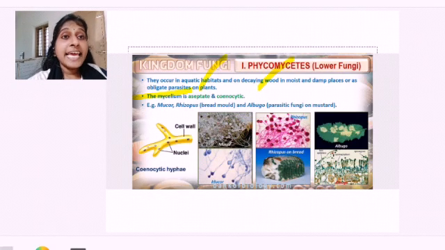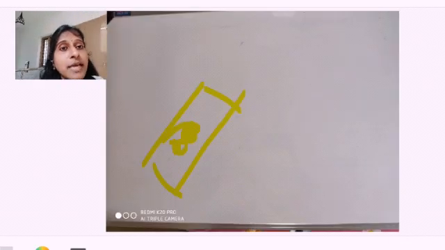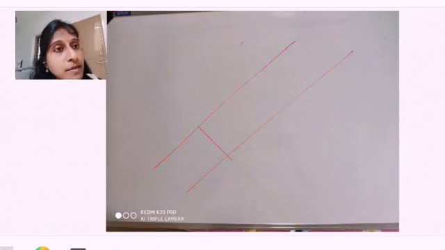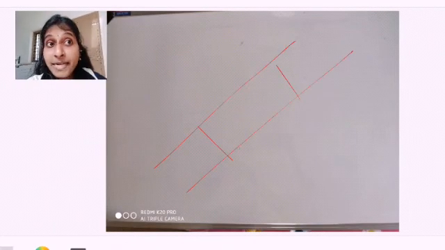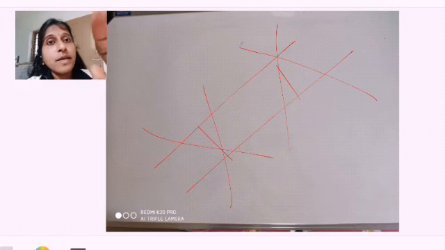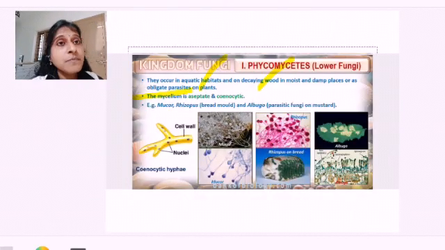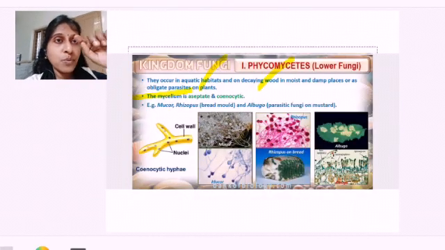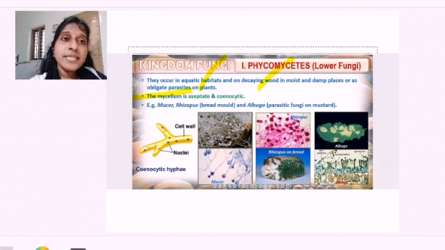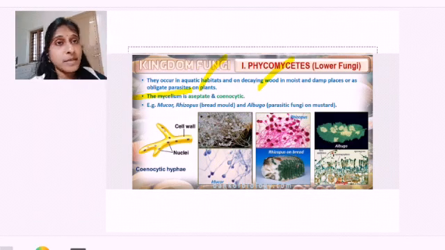And the mycelium is aseptate. What do you mean by the term aseptate? Aseptate means you cannot find partitions. Partition is not there. Then I call that aseptate. Clear? Coenocytic, many nuclei are present without any separation. Examples of Phycomycetes are Mucor, Rhizopus, Albugo. The diagrams have been given.